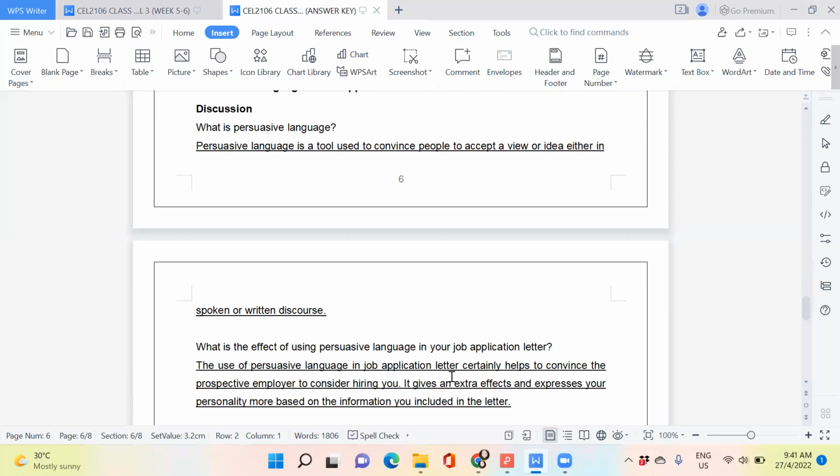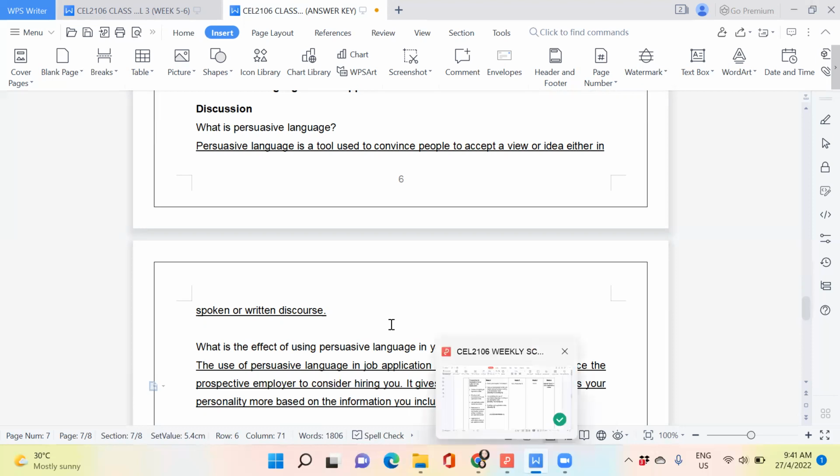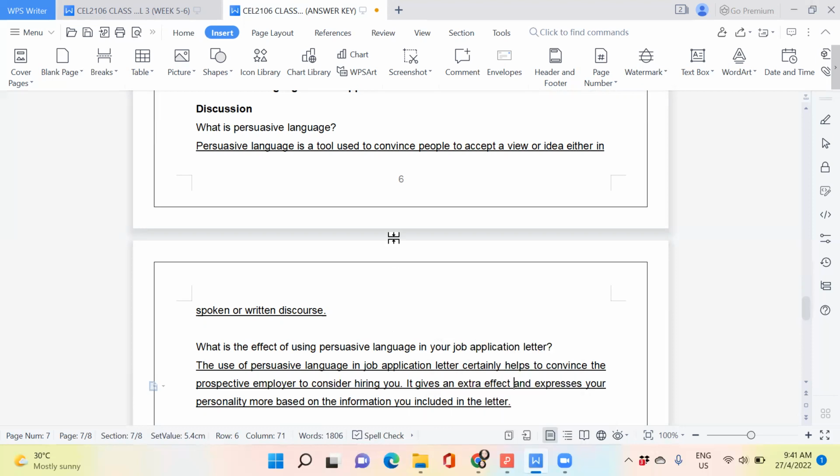So it will give an extra effect and expresses your personality more, based on the information you included in the letter. So in a way, persuade ni macam you pujuk someone, you know, bacalah surat saya, bacalah. Okay, things like that. Alright. Okay, so let's go to the next part.